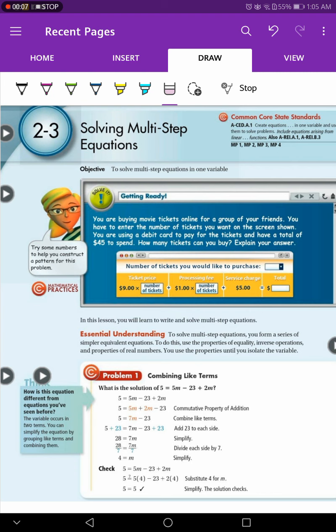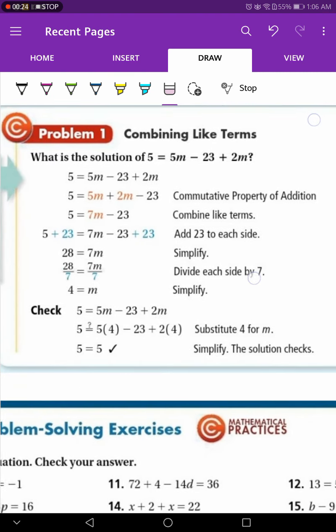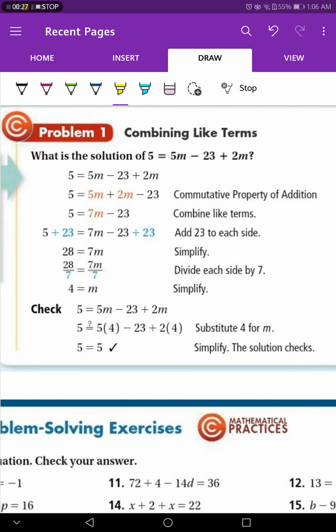Our mission is solving multi-step equations, and our objective is to solve multi-step equations in one variable. My dear student, this is part 1 of 2-3. Okay, I will start with problem 1. What is the solution of 5 equals 5m negative 23 plus 25?